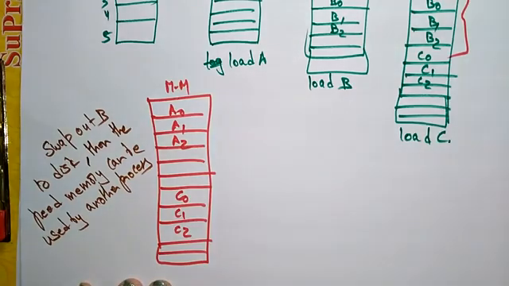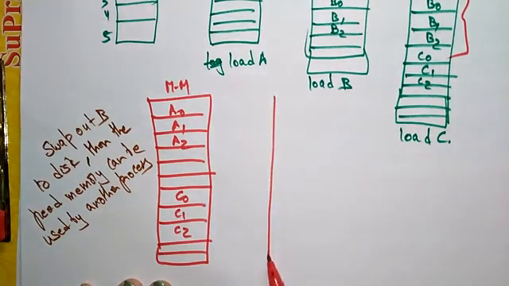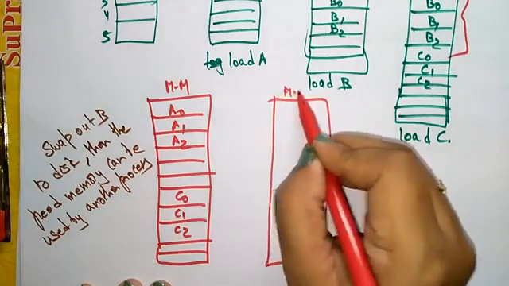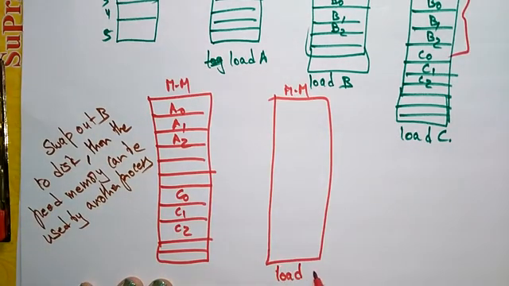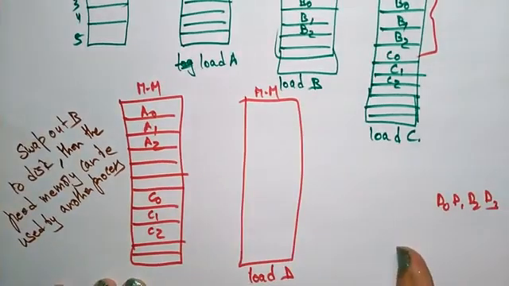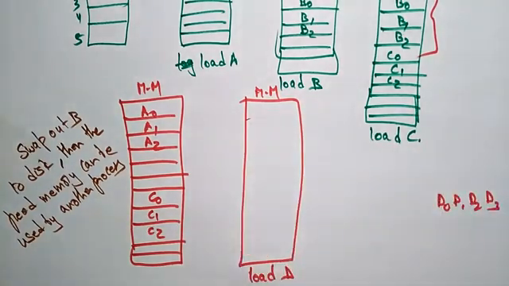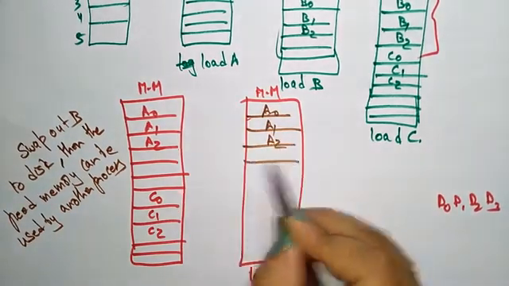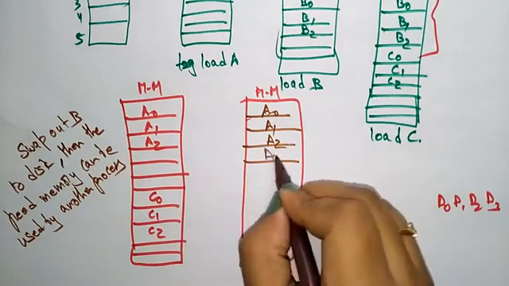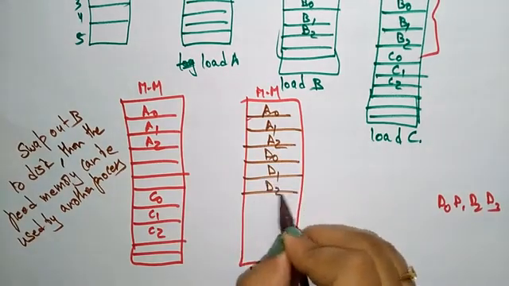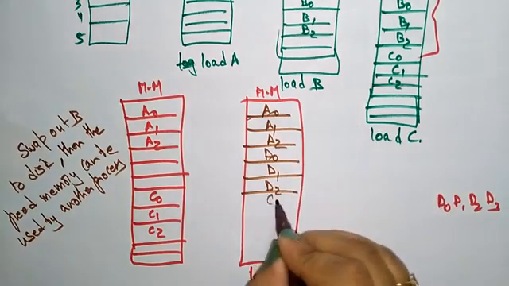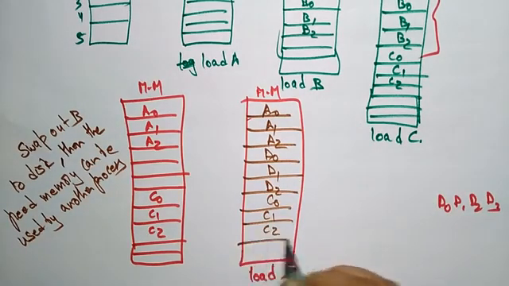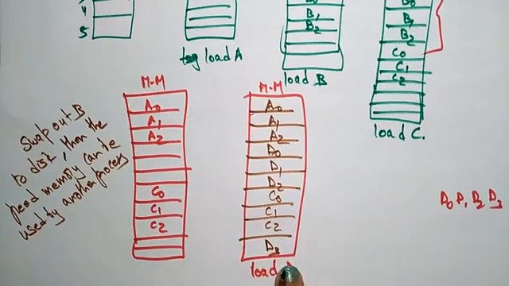Now I want to load process D. This is the main memory. Process D has D0, D1, D2, D3, so 4 frames are needed. How is it possible? A0, A1, A2 are here, and D0, D1, D2 occupy the free space, so up to D2 it can fit here. C0, C1, C2 are there, and D3 will occupy another free frame.